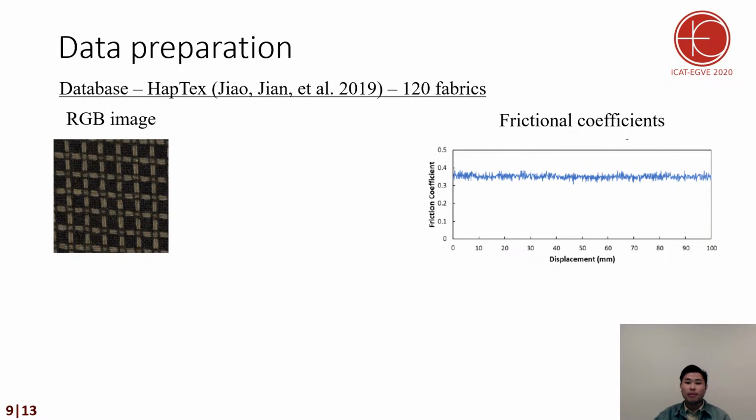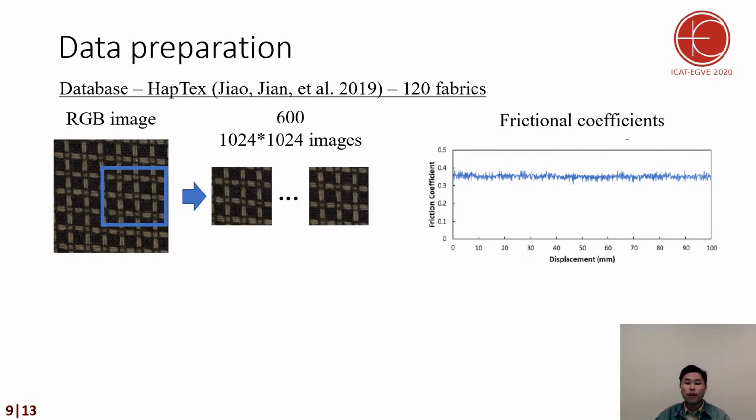For the RGB images, we use a 1024 by 1024 sliding window to move horizontally and crop the original fabric images with an offset of 2 pixels. So finally, we acquired 600 RGB images for each fabric. Referring to the corresponding information between the image pixels and the frictional coefficients in HAP-test, we also implemented a similar manipulation on the frictional coefficient data to build one-to-one corresponding relations between images and spectrograms.